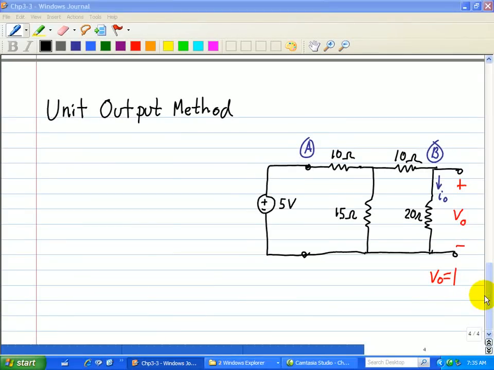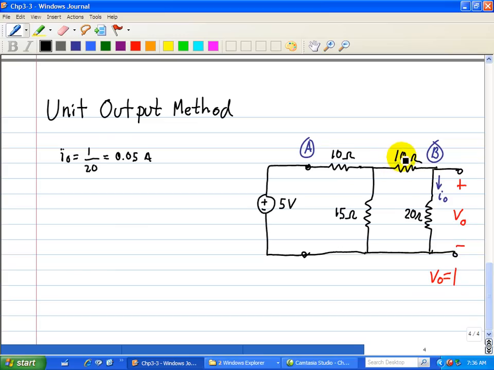Now let's analyze this circuit. Here we assume VO is equal to 1. This is a ladder type circuit in which this technique is useful, this unit output method. Since we know that VO is 1, then we can use Ohm's law to calculate IO, shown here. So IO is just 1 volt divided by 20 ohms, which is equal to 0.05 amps.